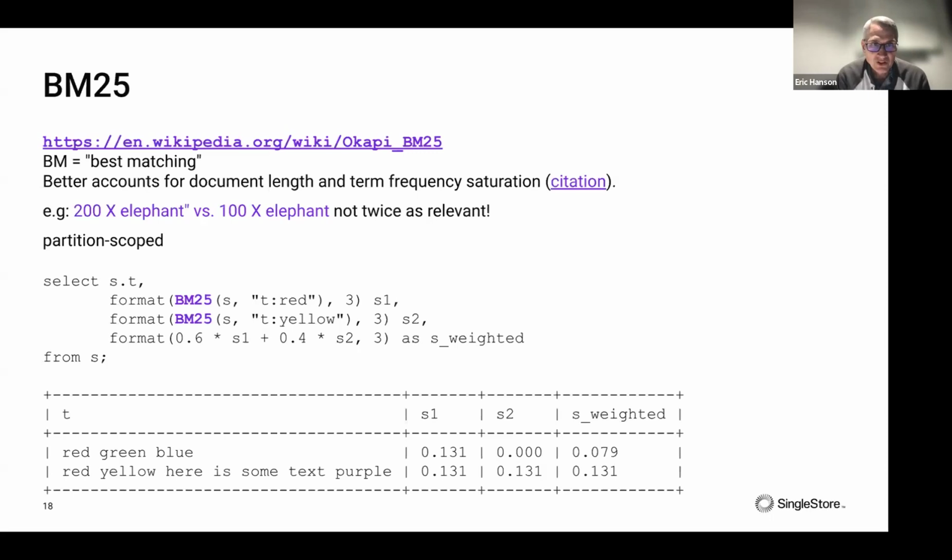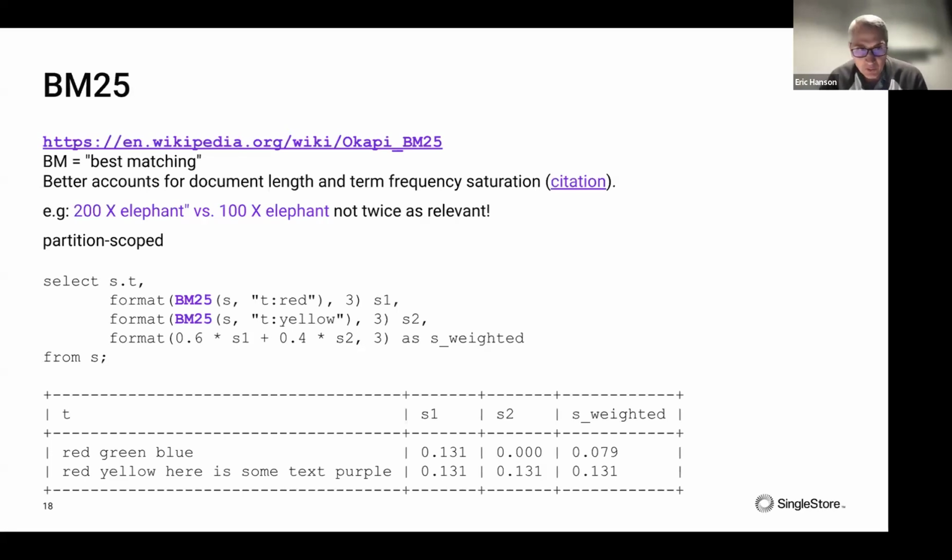So here's just an example of how to use it. Note that this is partition scoped. SingleStore uses a partition storage model where the database is broken into multiple partitions, and they're typically 1, 2, 4, maybe 8 or more partitions per leaf node. And scoring is local to the partition with our BM25 scoring.